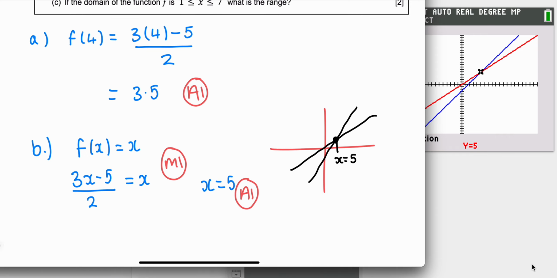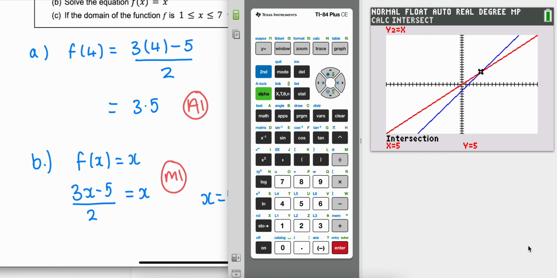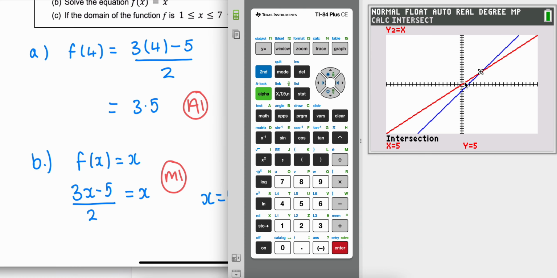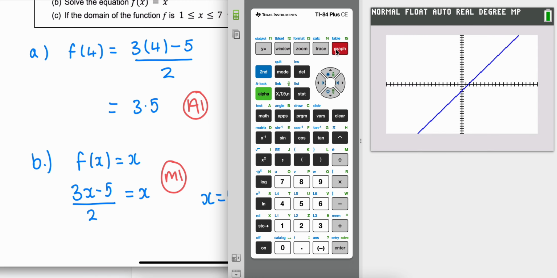And then for part C, if the domain of the function is 1 to 7, what is the range? So if I look at my graph here, I can see that if it's 1 to 7, it's always increasing. So the lowest part is going to be, it's the blue one that I'm interested in, the 3x minus 5 over 2. And let me take off the other one. There we go. Just to make it a little bit clearer.